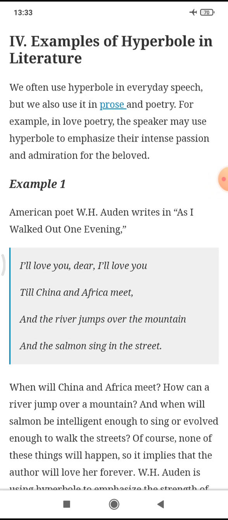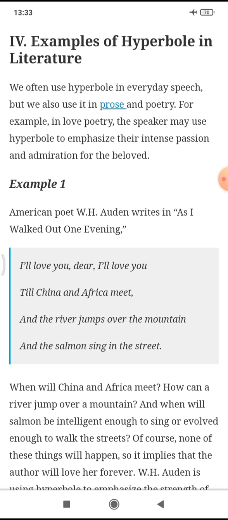We see the example of an American poet, W.H. Auden, who writes in "As I Walked Out One Evening" the lines: "I'll love you, dear, I'll love you till China and Africa meet." We can see the use of hyperbole here.